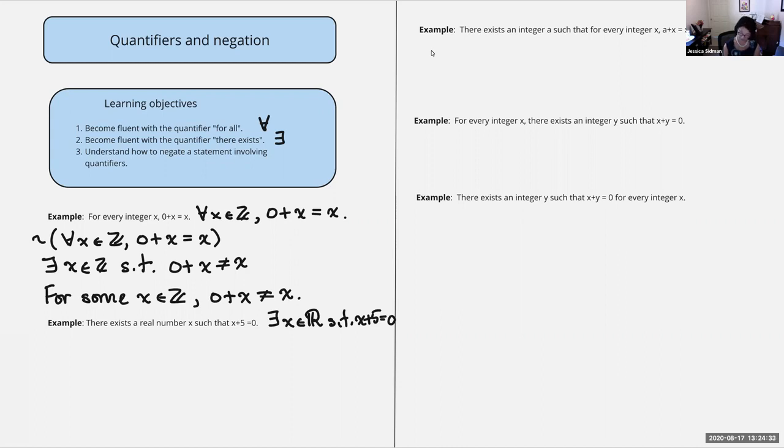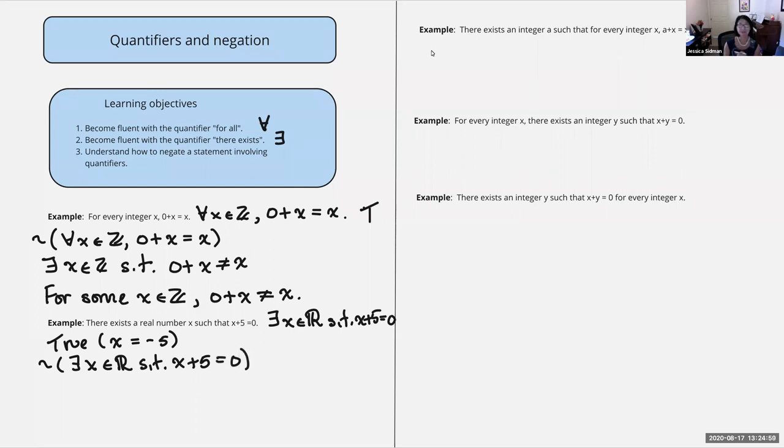Maybe I didn't write that. This is true, and this one is also true. We can take x equal to negative 5. What does the negation look like? So if we wanted to negate the statement, there exists a real number x such that x plus 5 equals 0.